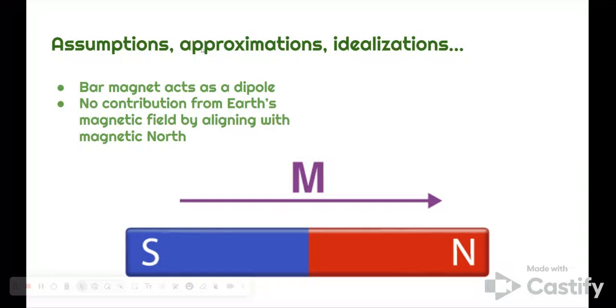Some approximations and assumptions we made are that the bar magnet acts as a dipole and there's no contribution from Earth's magnetic field because we went through that step of aligning it with magnetic north.